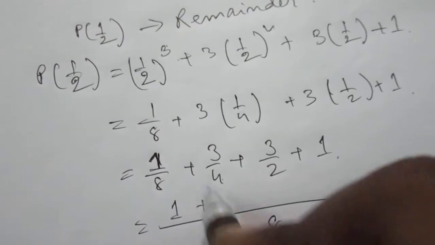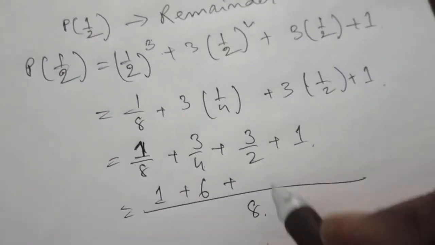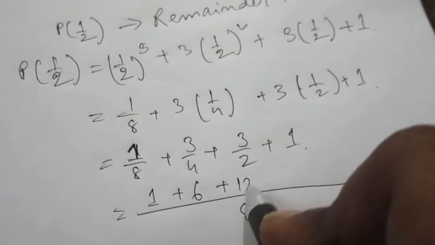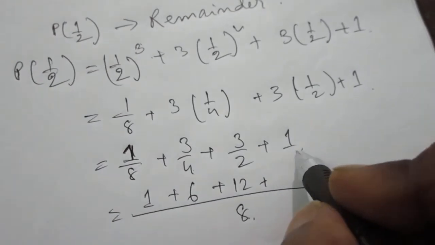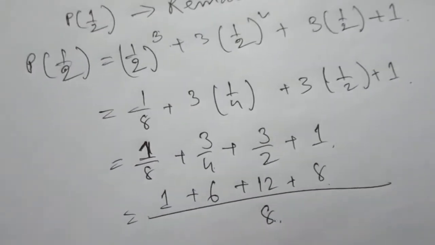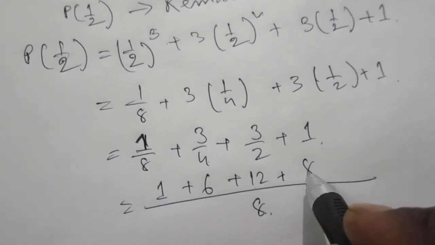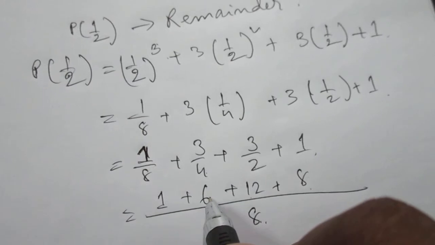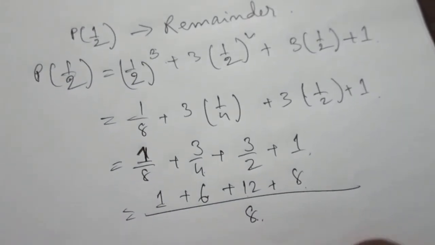and 4 twos are 8, 2 threes are 6, plus 2 fours are 8. So 4 threes are 12 plus 1. Here the denominator is 1, 1 eight is 8. So 8 into 1 is 8. Okay, so 12 plus 8 will give me 20. 20 plus 6 is 26 and plus 1 is 27.